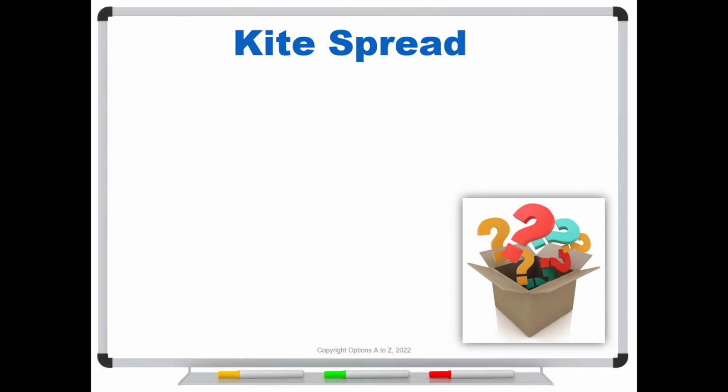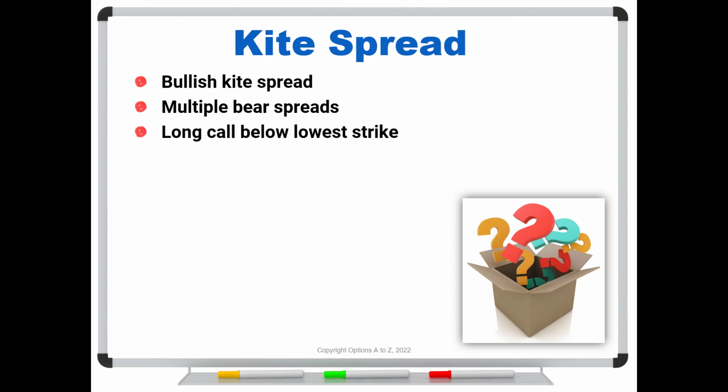So a kite spread, there's two versions like there are for most strategies. We have a bullish version and a bearish version. For this video, I'm just going to talk about the bullish spread. So a bullish kite spread is going to be made up of multiple bear spreads, and then you're just going to purchase one long call below the lowest strike.